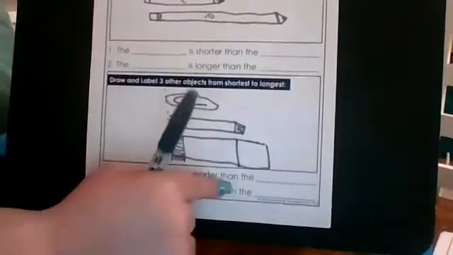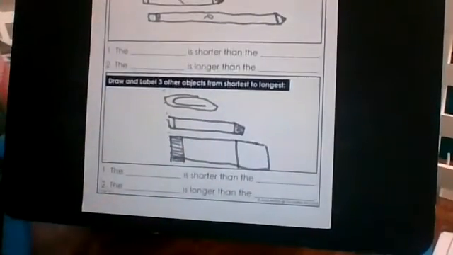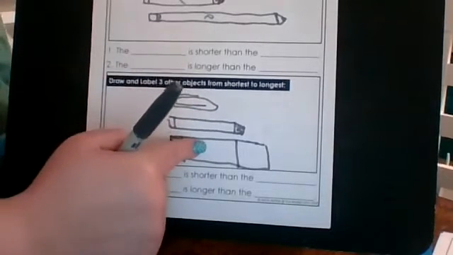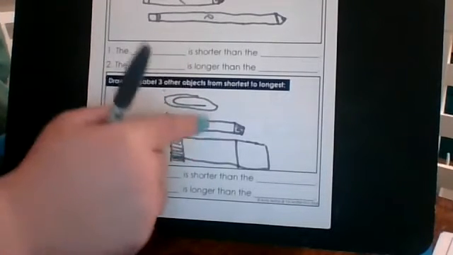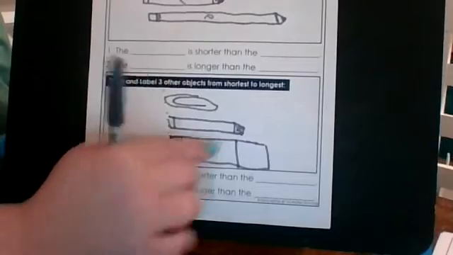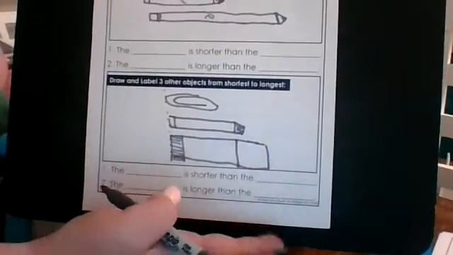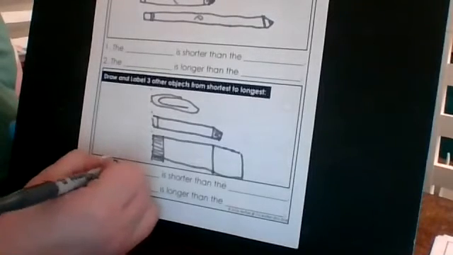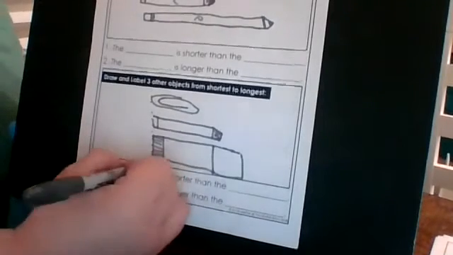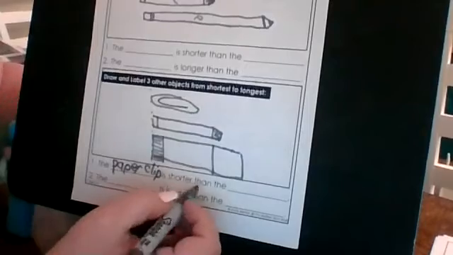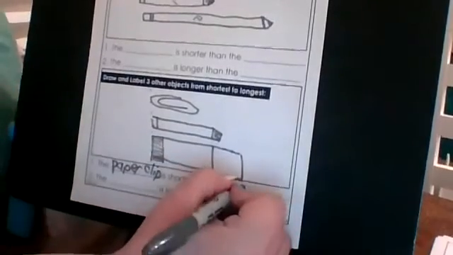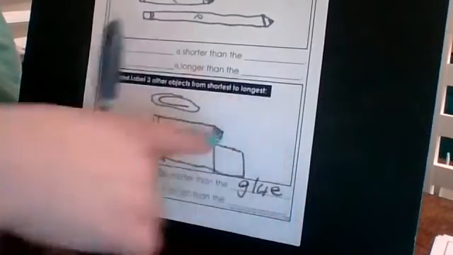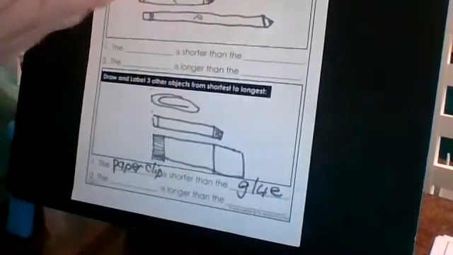The blank is shorter than the, well, the paper clip is shorter than the crayon. The paper clip is also shorter than the glue stick. And the crayon is shorter than the glue stick. So any of those would be a correct answer. So the paper clip is shorter than the glue. One I'm going to choose. But if you wanted to write crayon, that's correct too.